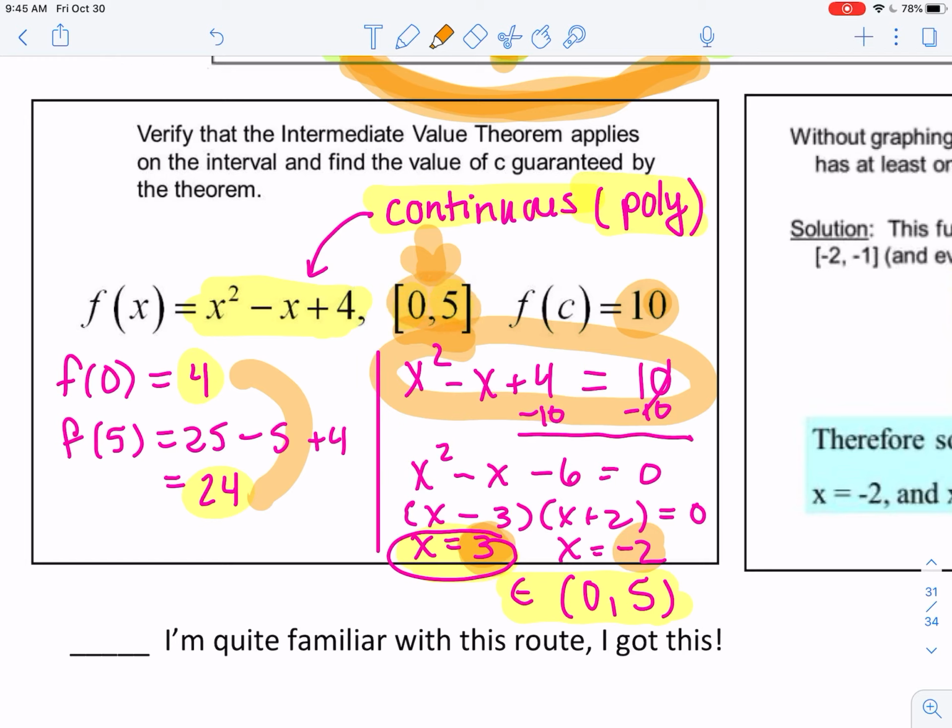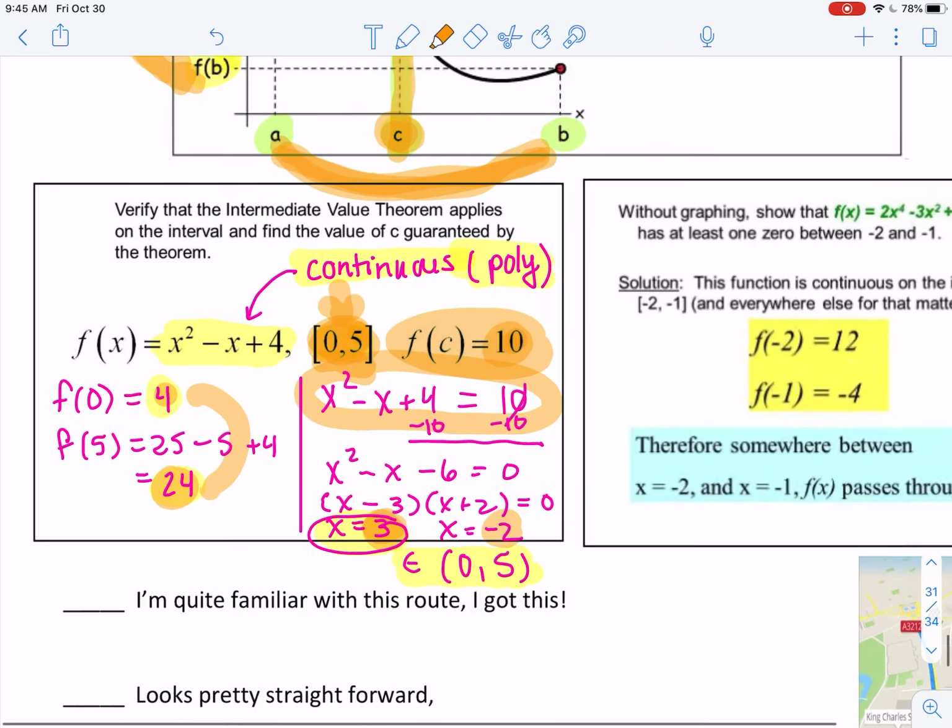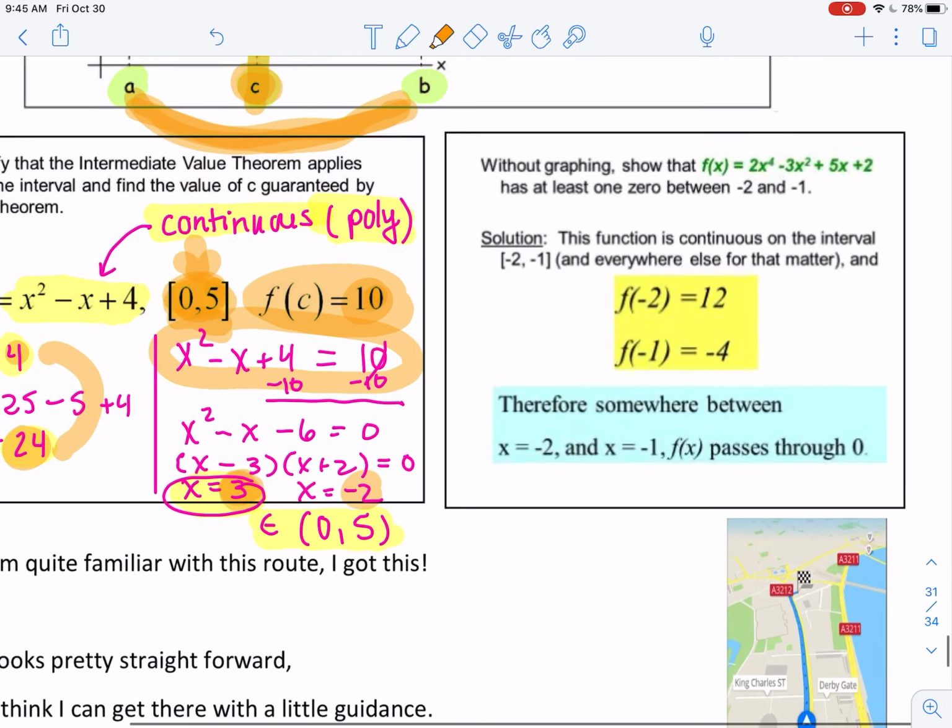So it's kind of weird. It's an existence theorem. It doesn't tell you how to find something or what to find. It just tells you that there has to be an answer in this interval to this equation, because 10 is between that 4 and that 24. It's a little weird. And then the same thing works here.